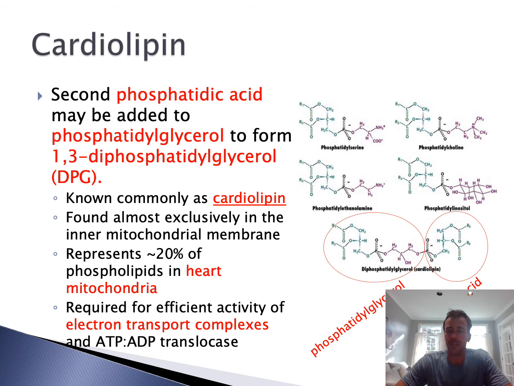Cardiolipin is a unique phospholipid. It's essentially made by attaching a second phosphatidic acid to phosphatidylglycerol to form 1,3-diphosphatidylglycerol, or what's more commonly known as cardiolipin, shown here. So it has a phosphatidic acid and a phosphatidylglycerol moiety to it. It's found almost exclusively in the inner mitochondrial membrane. It's called cardiolipin because it represents about 20% of the phospholipids in the heart mitochondria.